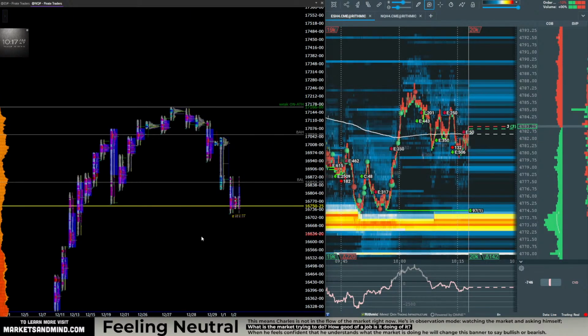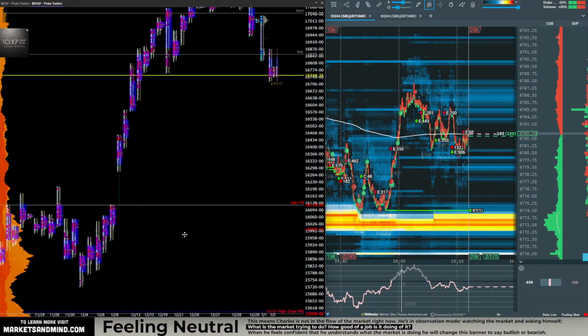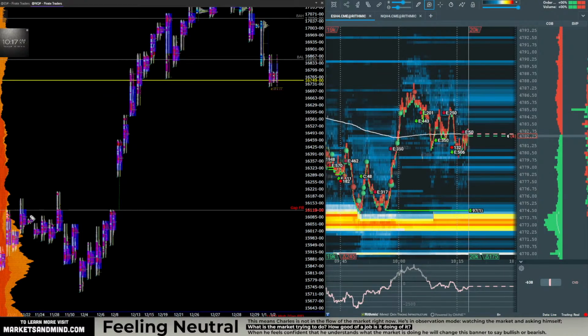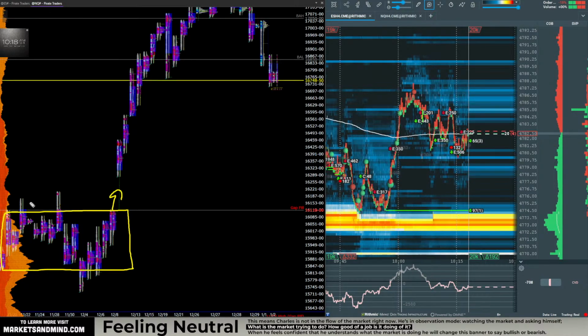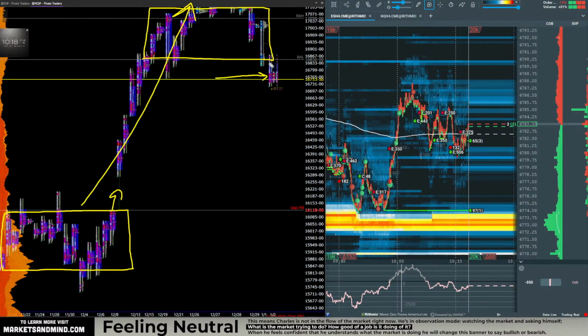So what do we always say? We say balance leads to excess, excess leads to balance, right? So we had balance for multiple weeks down here in this range. This is the NQ, okay? And then we broke out and the balance led to excess. So then we created a balance area up here. And it just so happens, oh no, we're breaking out of that balance to the downside, which is likely to lead to excess there.